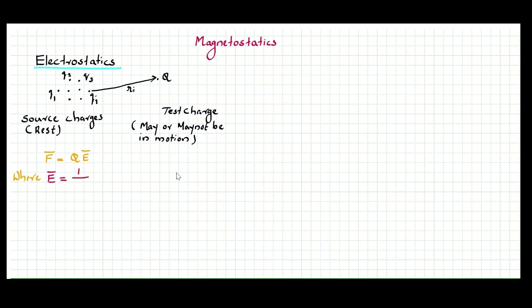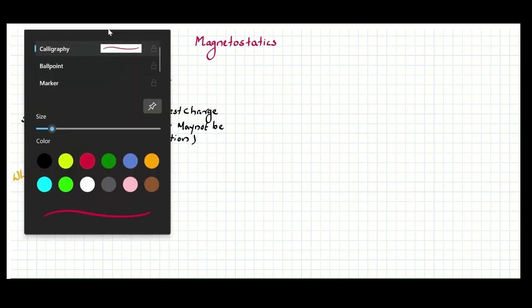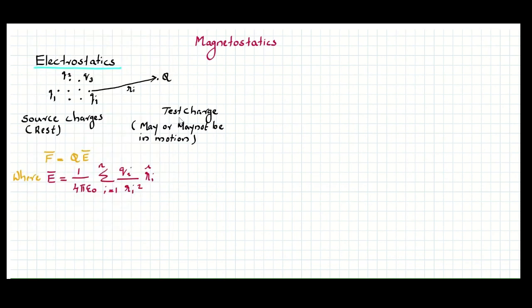What is the expression for the electric field? If we have several source charges Q1, Q2, Q3, etc., Qi, then the electric field due to these charges at some point where capital Q is located is given by 1 by 4 pi epsilon 0, sum over i equal to 1 to n, Qi by Ri square into Ri cap, where Ri cap is the unit vector in the direction of Ri.